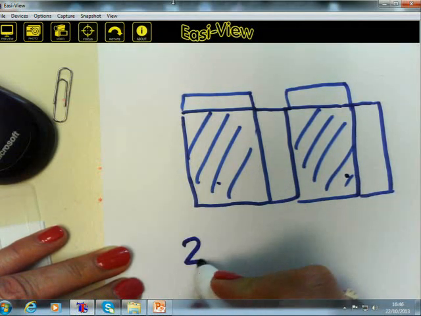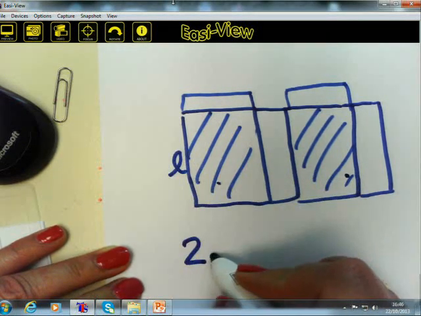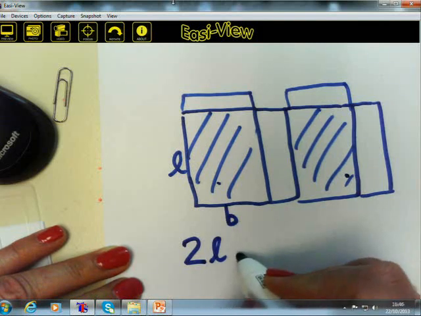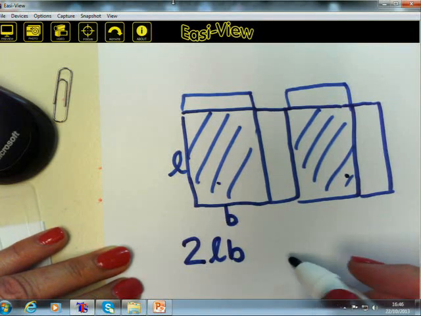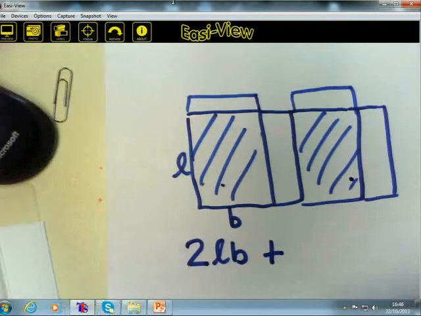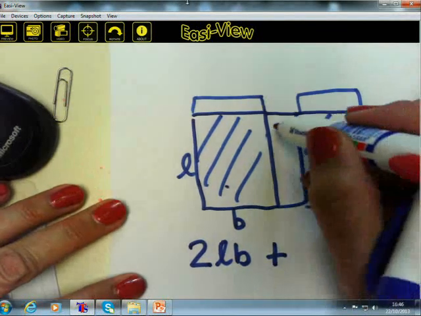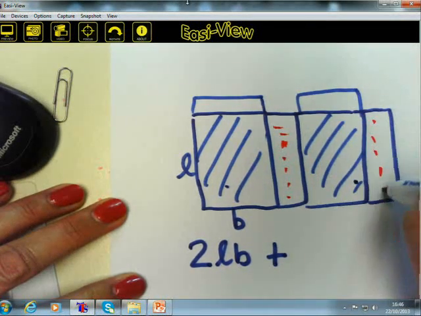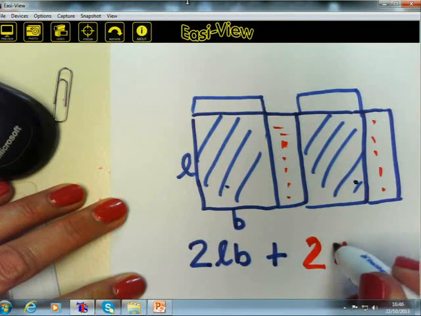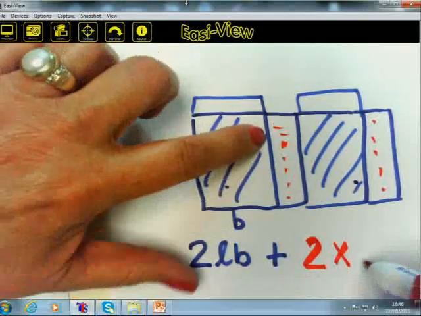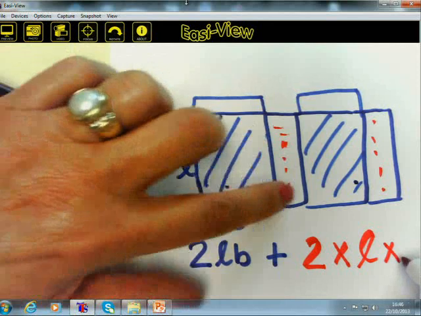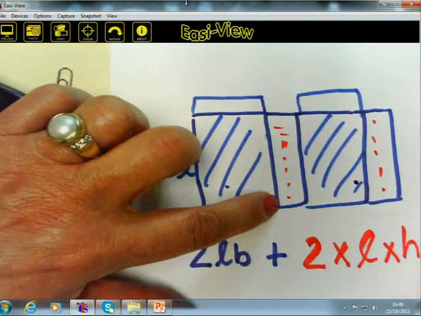That's why we say 2, this is the length, this is the breadth, 2LB. Plus, as you can see, there are 2 of these, 2 times the length times the height of the prism.